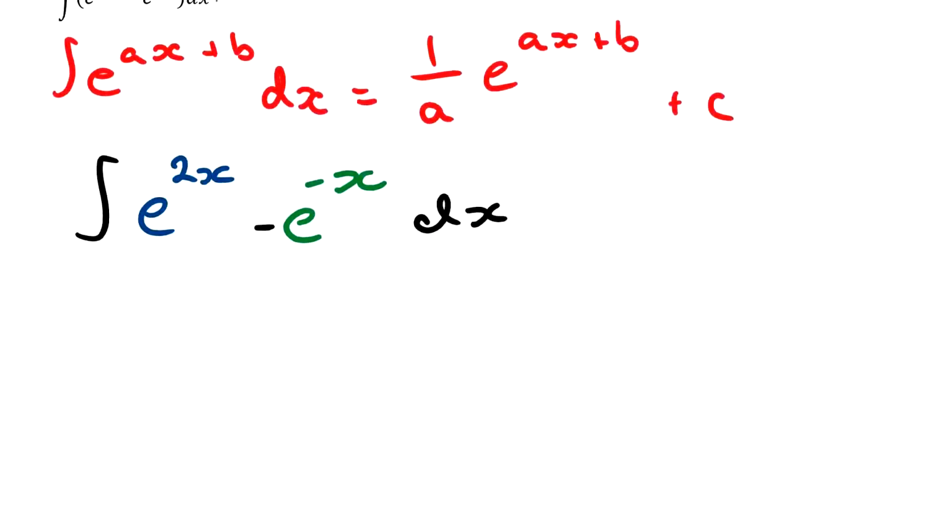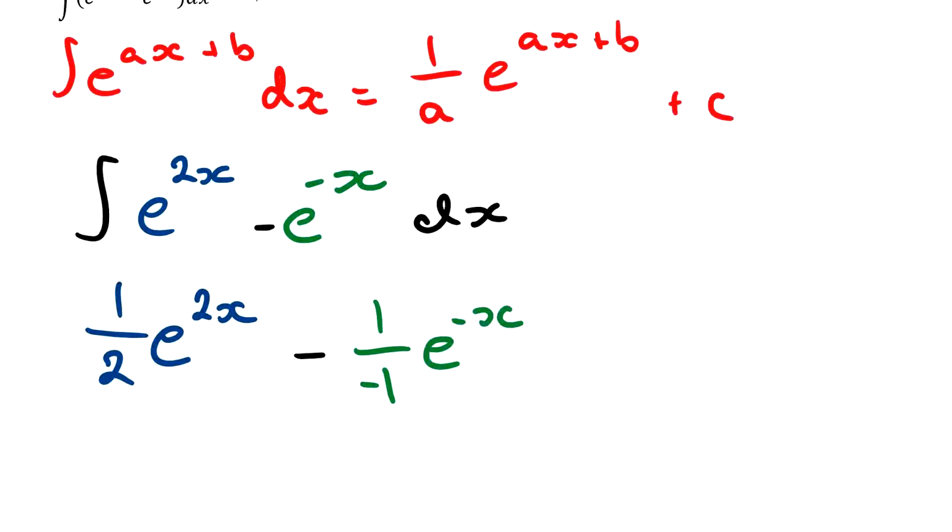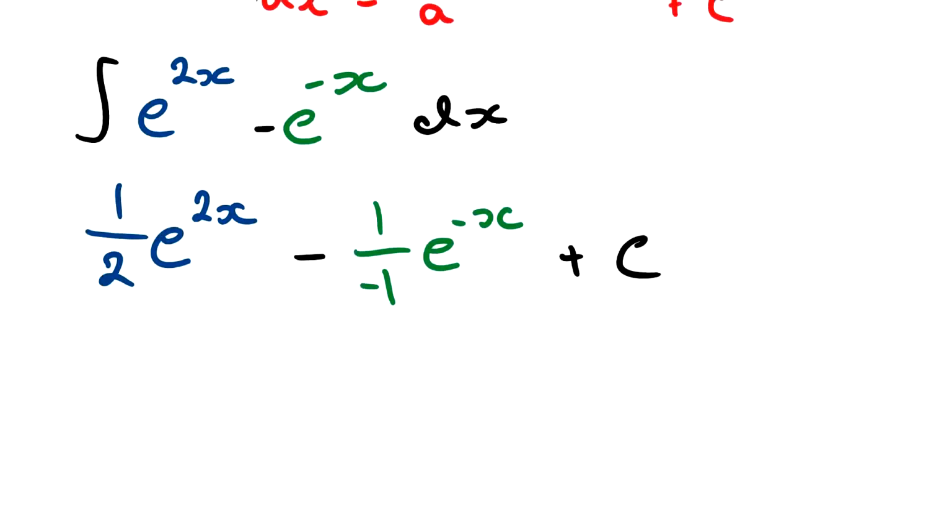Alright, now that we've done that, we can use the formula for both parts. So if I'm focusing on the blue, because the 2 is at the top, that's my a, so I get 1 over 2 e to the power of 2x. We then have minus, we've got e to the power of negative x, so we get 1 over negative 1, e to the power of negative x, and then we always finish with our plus c for an indefinite integral.